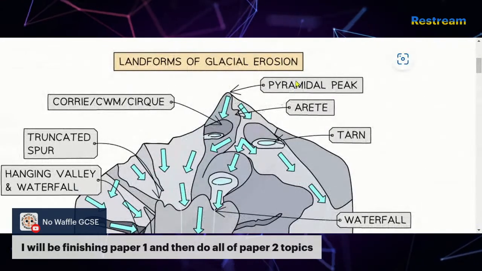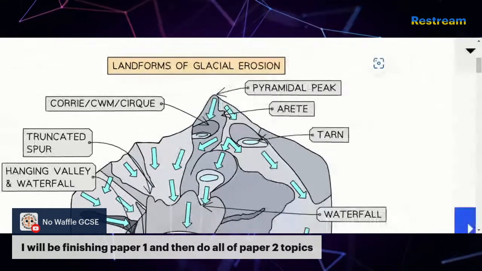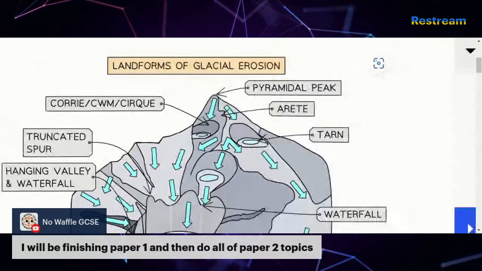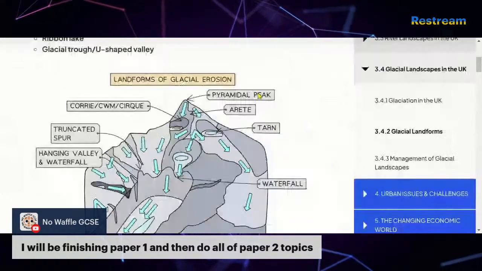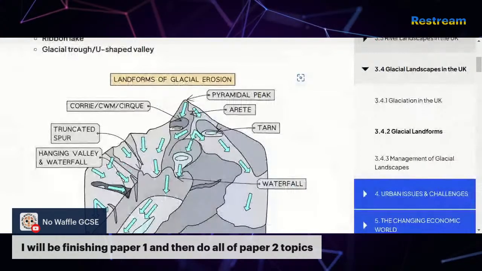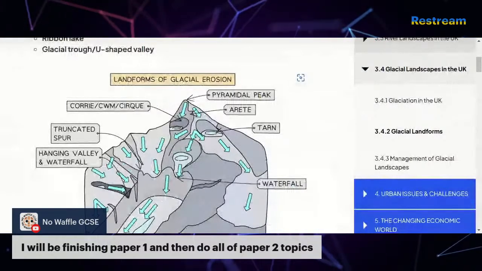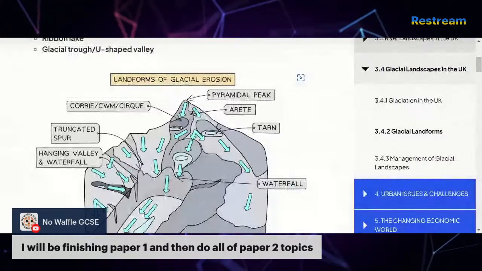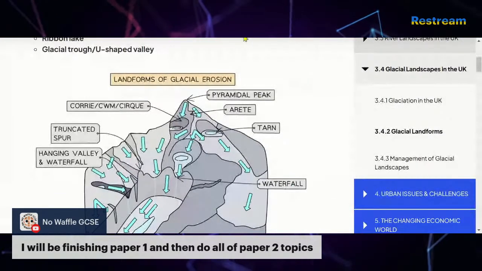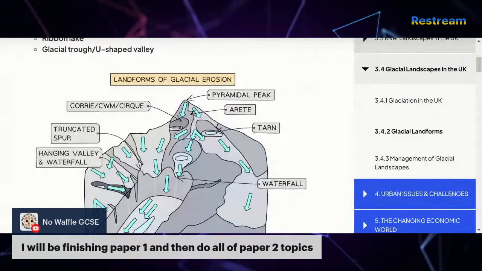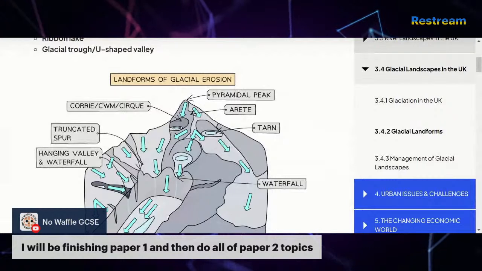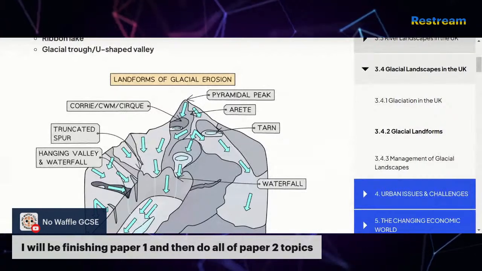Now, a pyramidal peak happens when it's a pointed mountain peak, and what happens is it has at least 3 sides. So this is when 3 or more back-to-back glaciers erode a mountain. Okay, let me try and give you a whiteboard demonstration of it. That might be better for you in terms of understanding.